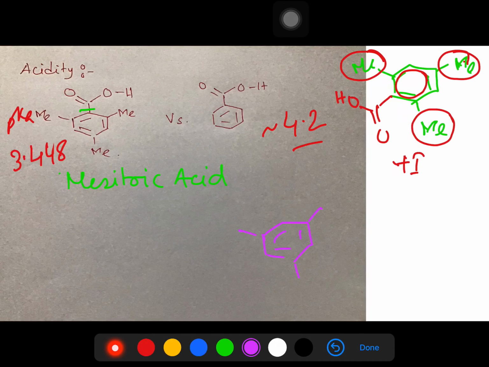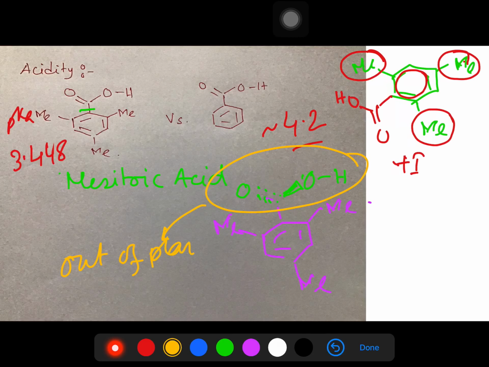This is mesitoic acid. Because of these methyl groups, this carboxyl group remains out of plane. Just keep this information in your mind. So this is nothing but out of plane. Now why does benzoic acid have a pKa lower than acetic acid? Because acetic acid has a pKa around 4.7. Okay, question, why? Because this phenyl group has a plus R effect.